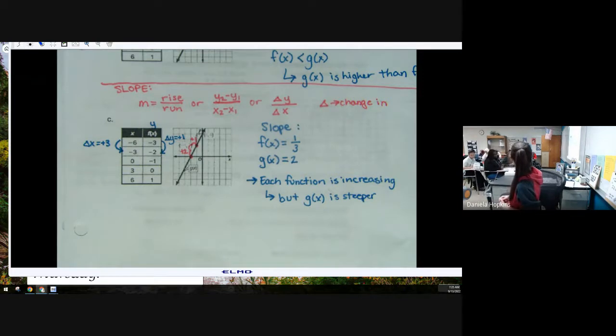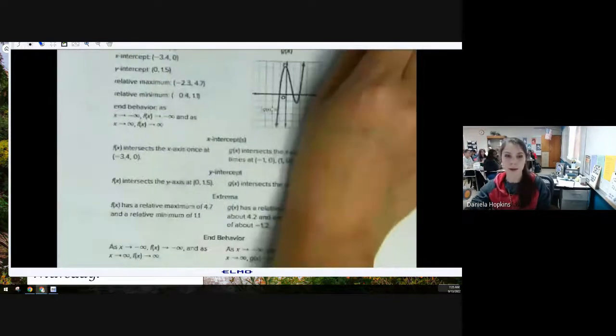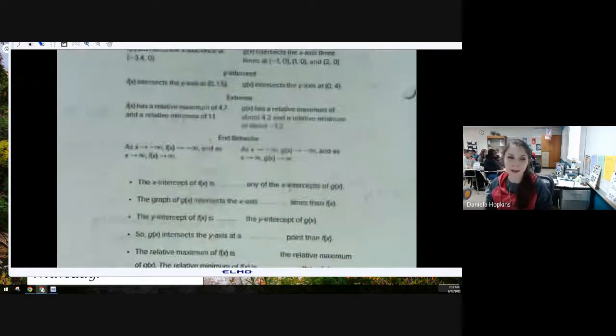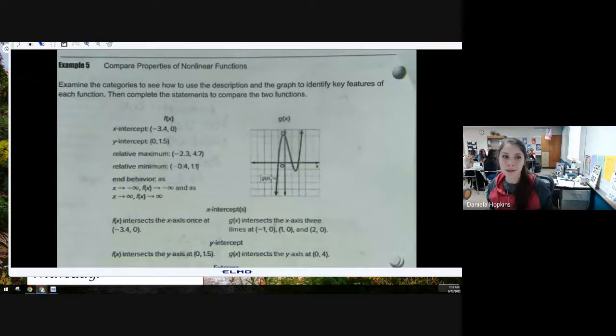So on your Go formative, it really prompts you right through it, so you just have to think about it as you're answering those. But that's for your linear functions. Here's the point where Mrs. Hopkins got frustrated of copying out of the book, and I just grabbed a screenshot of the whole page. So this is our comparison of nonlinear functions. We're going to examine the categories to see how to use the description and the graph to identify key features of each function. Then we're going to complete the statements to compare the 2 functions.